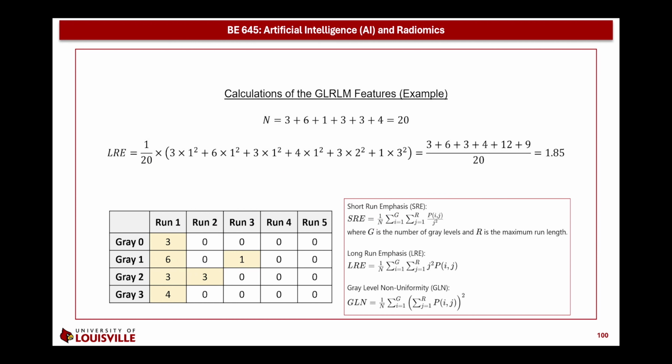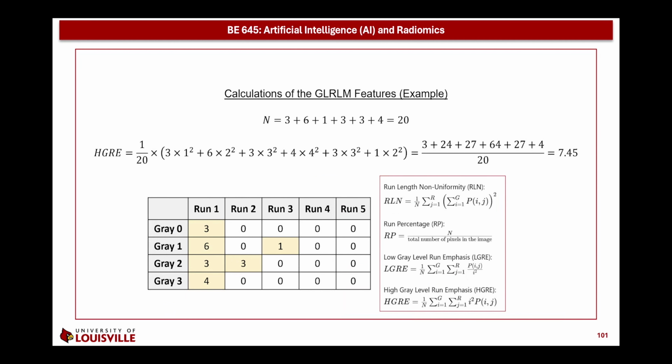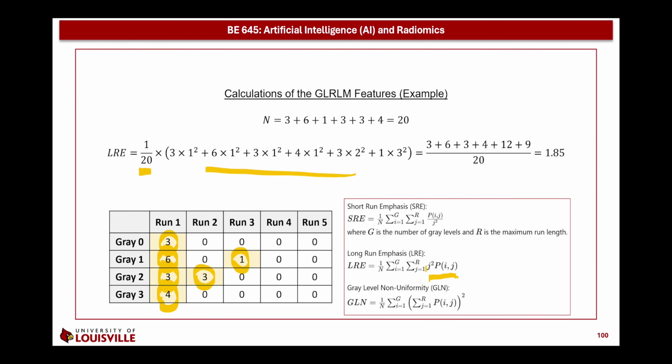And for LRE, you are doing the same, but instead of the division, you are doing multiplication. So you multiply 3 by 1 squared, 6 by 1 squared, 3 by 1 squared, 4 by 1 squared, 3 by 2 squared, 1 by 3 squared. You sum all of these numbers and divide it by 20. You will get 1.85.